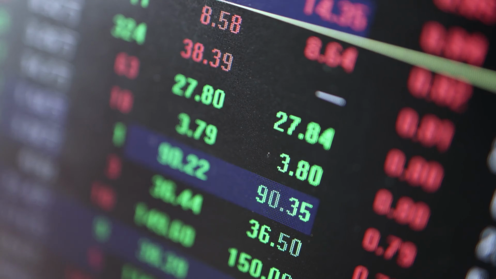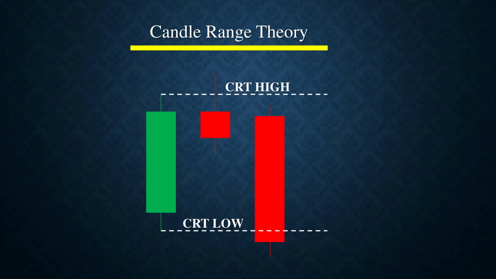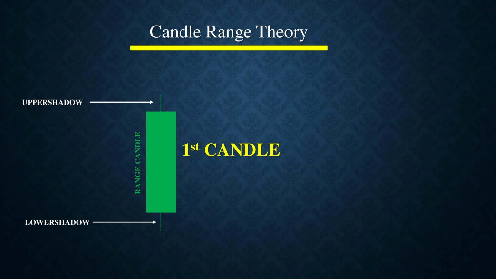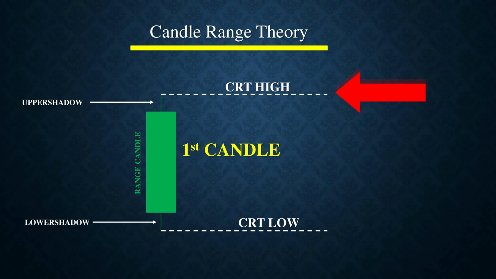At first, let me tell you what CRT in trading is. Typically, candle range theory is comprised of three candles. The first one is just a regular range candle with an upper shadow and lower shadow, and this is the first level of candle range theory. Then we draw a line at the highest point of the upper shadow and the lowest point of the lower shadow.